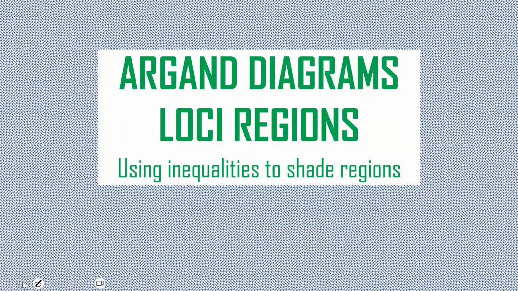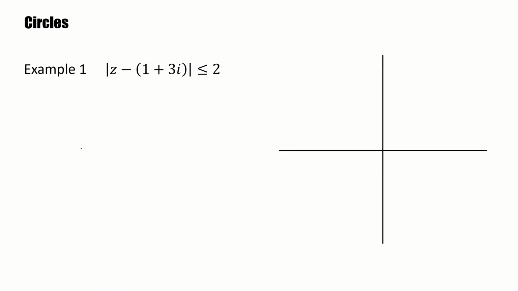But when I say that, I'd recommend that you go back, if you haven't already, and watch the video on loci on Argand diagrams that I did previously, because a lot of the understanding behind why the things we're doing today end up being the way they are comes from the details we went through in that last video.